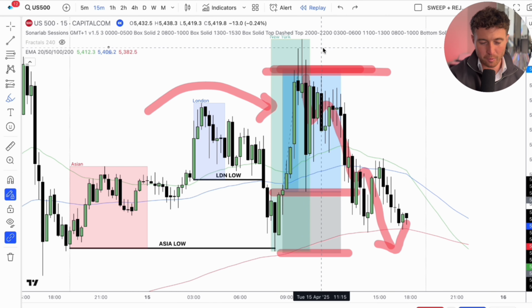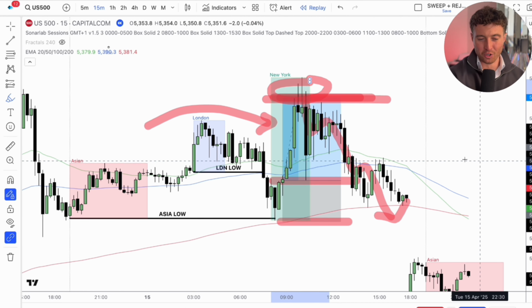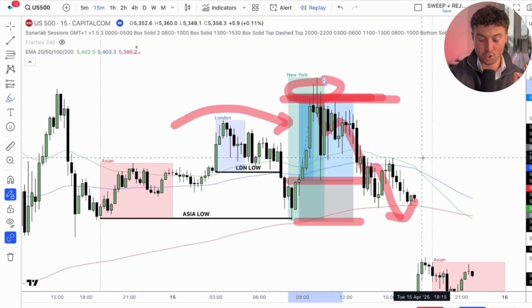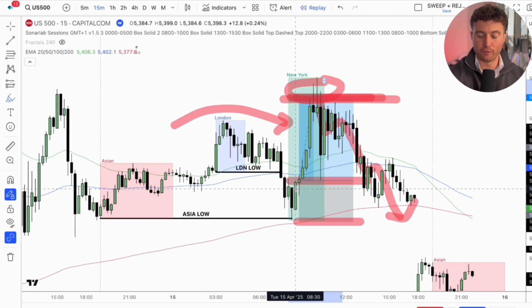And this is why it's very important to take profit at these logical risk to rewards. We're not looking for home runs. We're not looking for 1 to 10s. We're just looking for repeatable 1 to 2 risk to rewards. And so this was another incredible trade that was taken on the 15th of April.